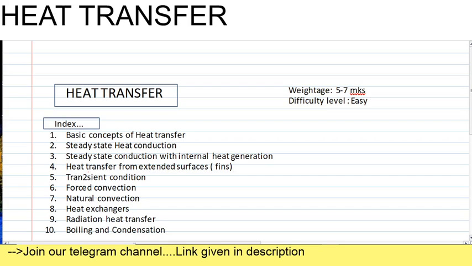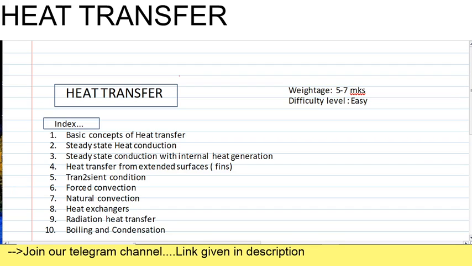In convection, we are going to learn about forced convection and natural convection. What is natural convection? Suppose that this is a surface and simple hot gas is passing over that particular surface without the use of any external medium. That is known as free convection.